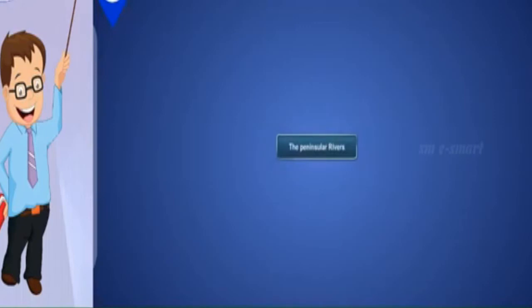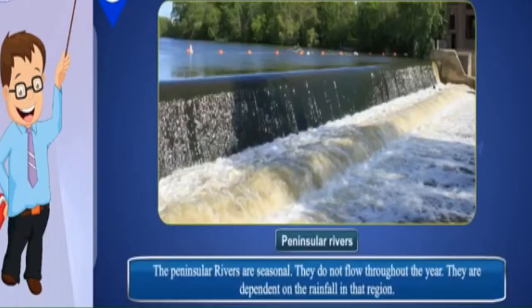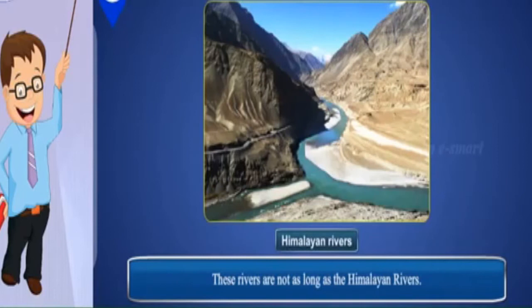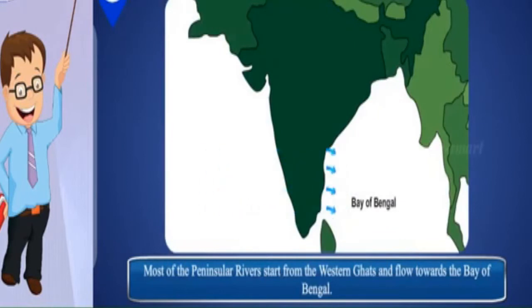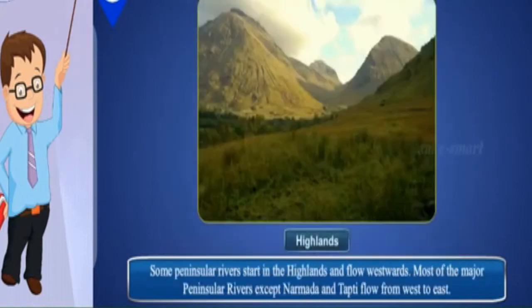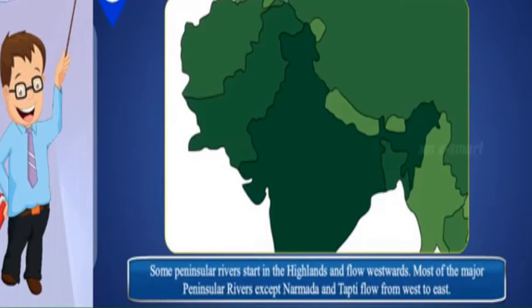The peninsular rivers. The peninsular rivers are seasonal. They do not flow throughout the year. They are dependent on the rainfall in that region. These rivers are not as long as the Himalayan rivers. Most of the peninsular rivers start from the Western Ghats and flow towards the Bay of Bengal. Some peninsular rivers start in the highlands and flow westwards. Most of the major peninsular rivers, except Narmada and Tapti, flow from west to east.